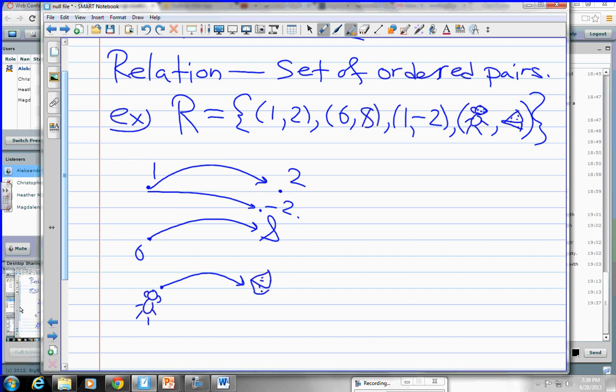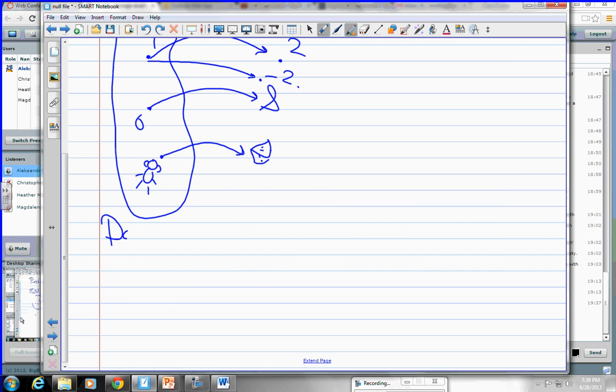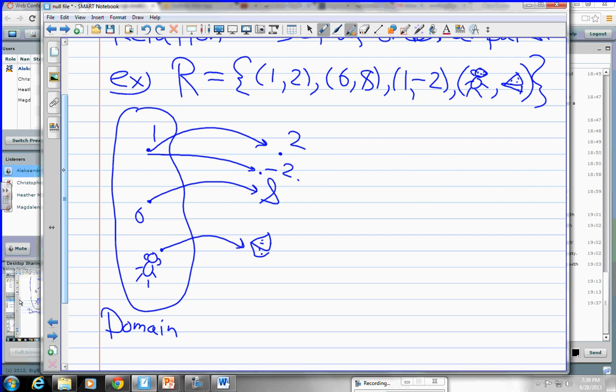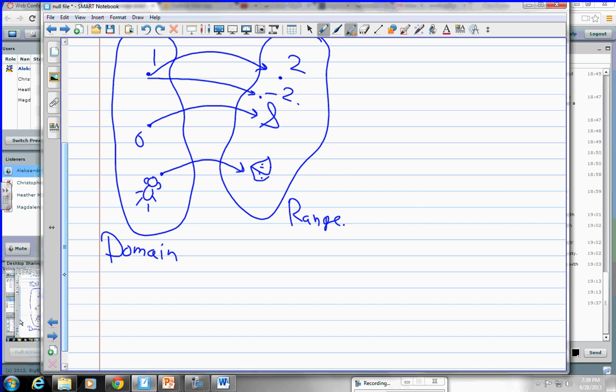Now, the set on the left by itself, these elements on the left, we call that the domain. So basically the set of all the x values, the set of all first elements in each ordered pair is called the domain, while the second part is called the range of the relation. So where you start is the domain, where you end up is the range. And again, you've seen those terms before, I'm sure. And we'll dig into that.